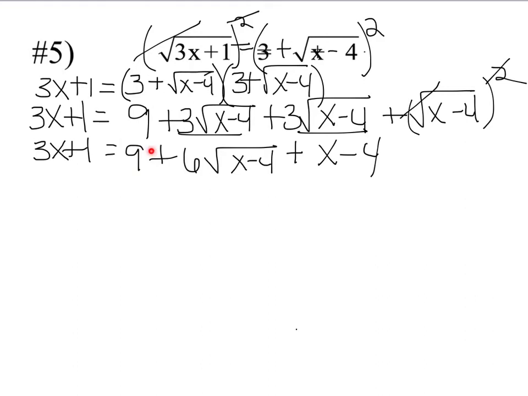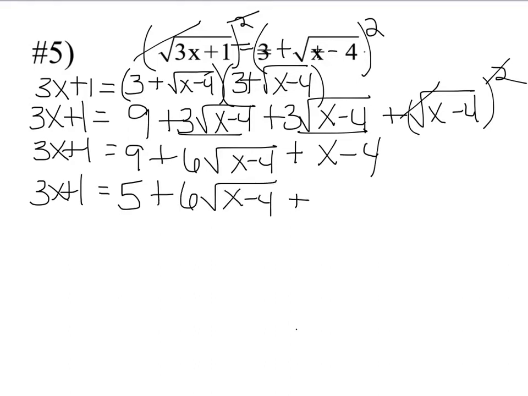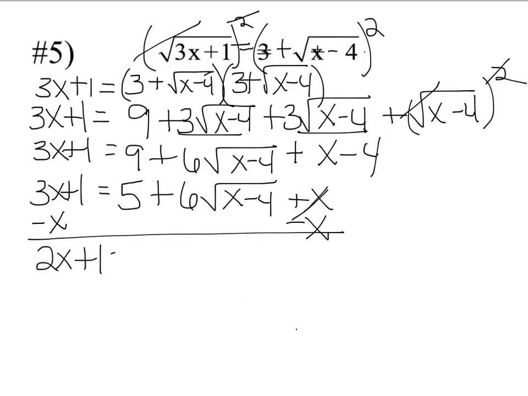Now, 9 minus 4 on the same side, sorry about that, gives you a 5, plus 6 square root of x minus 4 plus x. Now that we've gotten to this point, but we still have a radical, that means we need to do our steps again, which means I need to isolate the radical. So I'm going to move everything away from it. This is going to leave me 2x plus 1 equals 5 plus 6 square root of x minus 4.